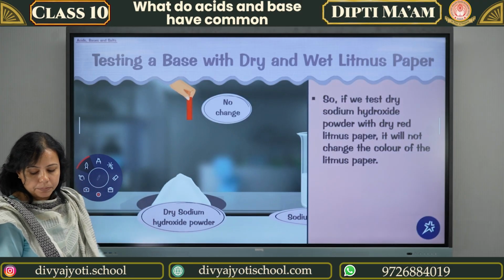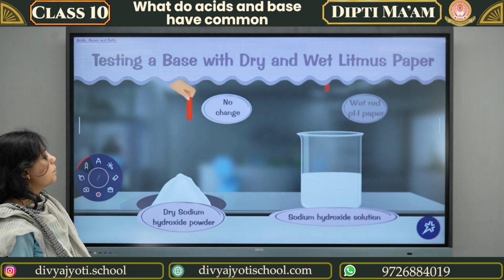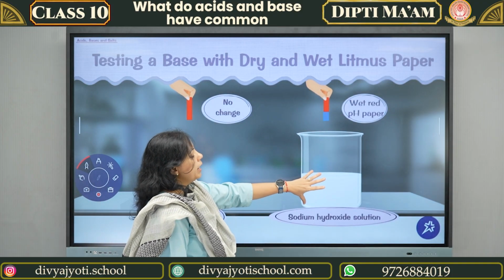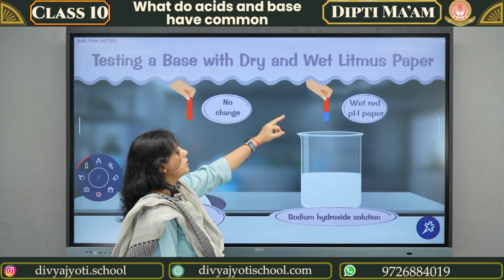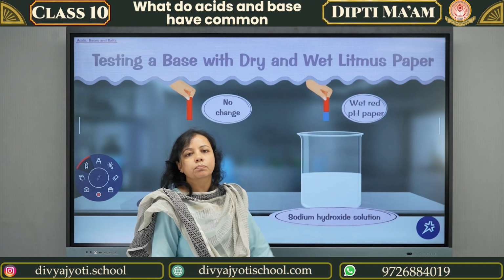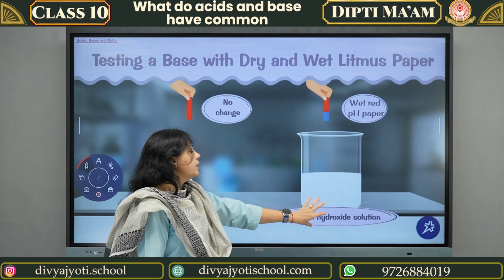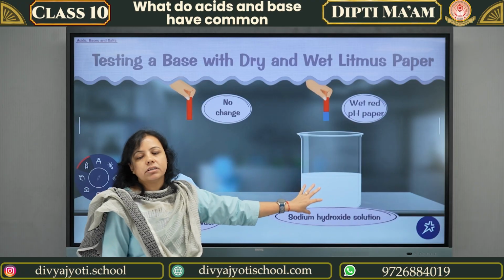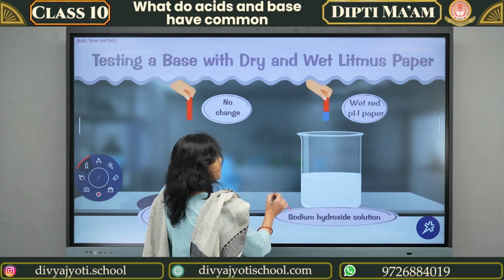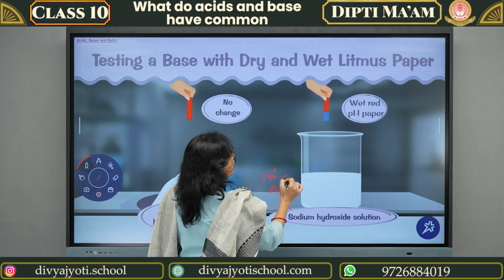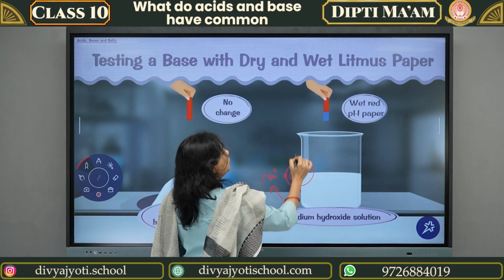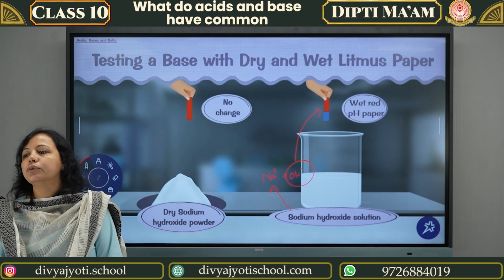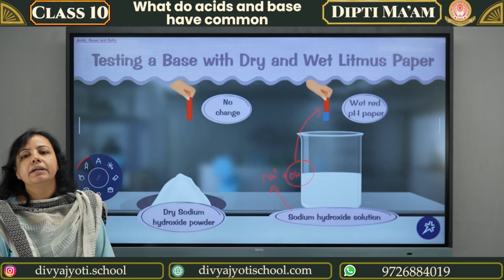Now suppose you dip the red litmus paper in sodium hydroxide solution. Then you observe that the red litmus paper converts into blue. Why? Because ions are produced in the sodium hydroxide solution. Sodium hydroxide reacts with the water and is converted into Na+ and OH- ions. This OH- ion is responsible for the conversion of the red litmus paper into blue. So that is the main reason.